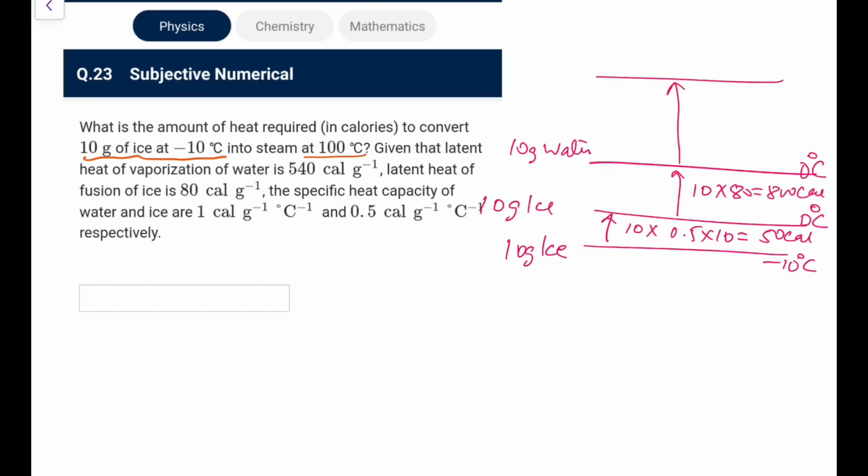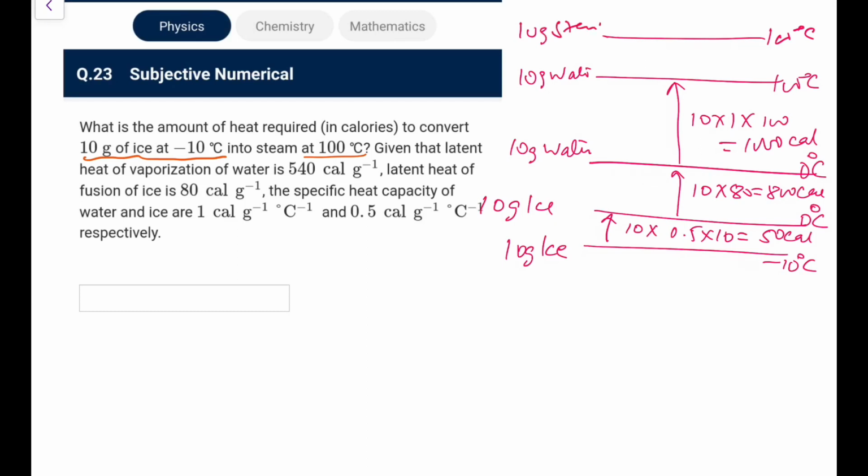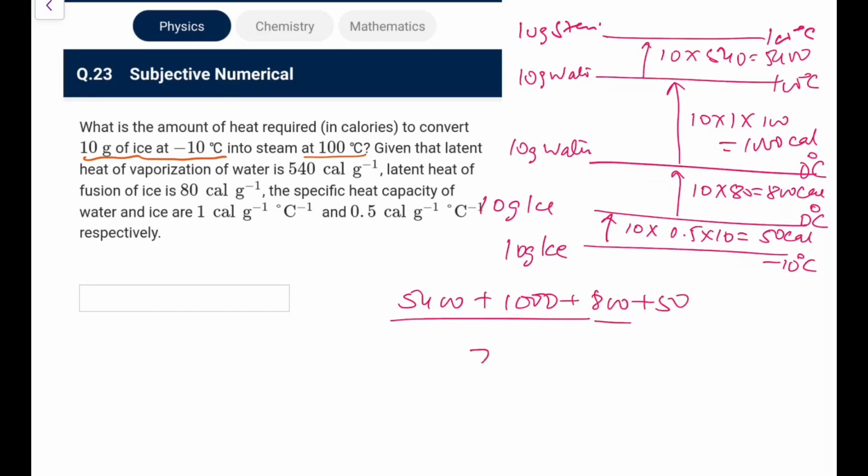Then to heat it to 100 degree water, it would be m s delta T, 10 into 1, because it is water, specific heat of water will be taken, that is 1000. And now 100 degree steam. So 10 gram steam, you know that latent heat is 540. So that would be mL, 10 into 540, 5400. So the total is 5400 plus 1000 plus 800 plus 50. So what you have? 6400, 7200, 7250 calories that you can write. So it is 7250. That is going to be the answer. 7250 calories is needed.